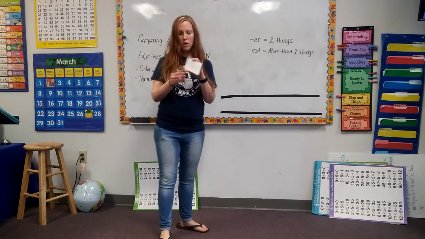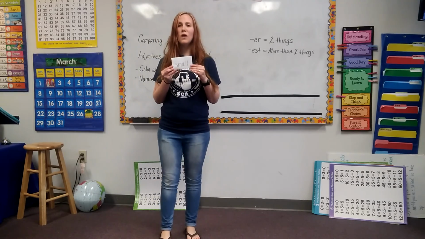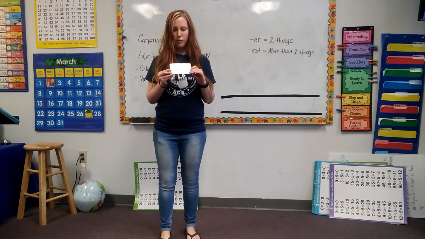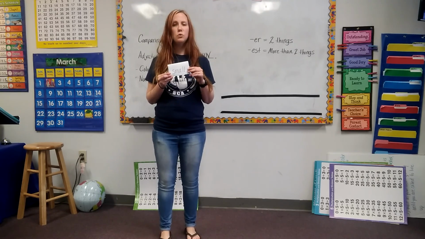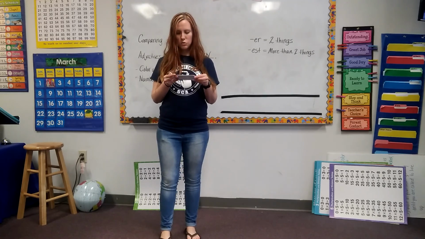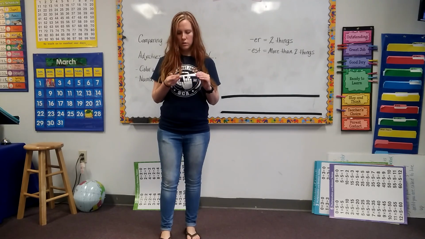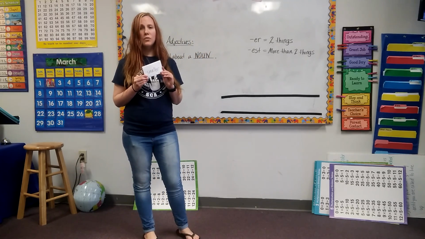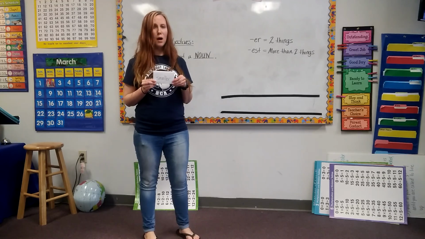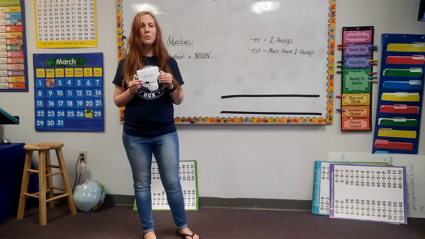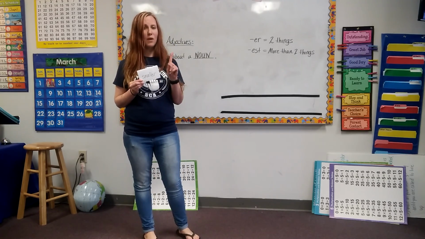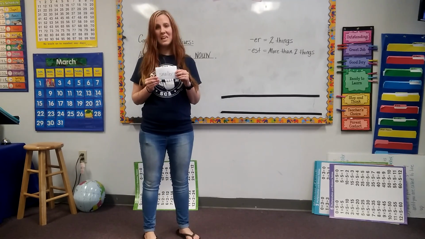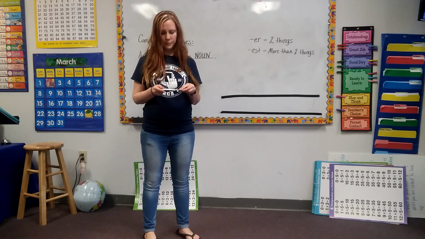All right, I have some cards for us. The first adjective I had is small. If I want to compare two things, then I would use the adjective smaller. For example, the brown mouse was smaller than the white mouse. I'm comparing two mice, the brown mouse and the white mouse. That's two. So I would use ER, smaller.